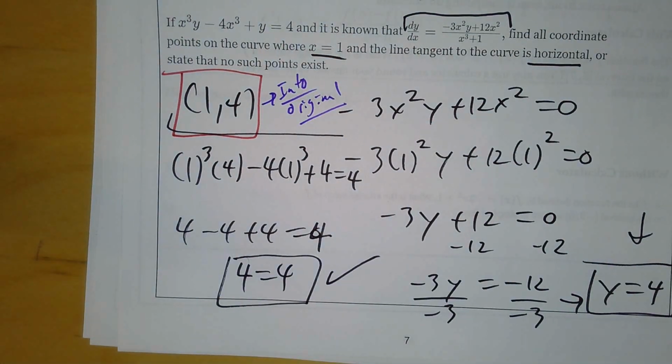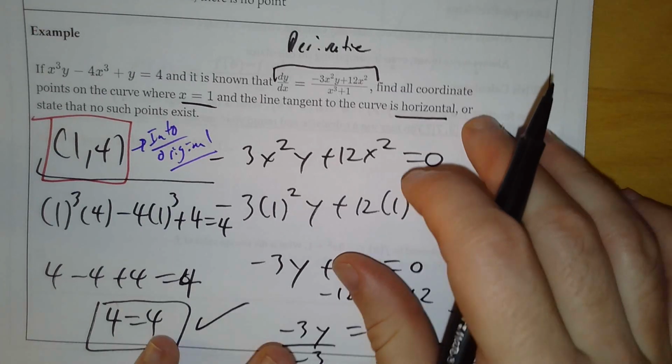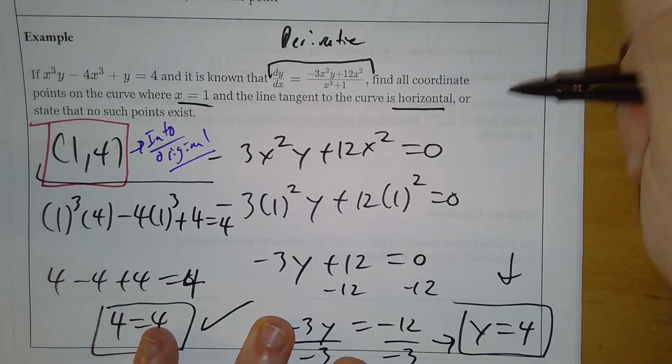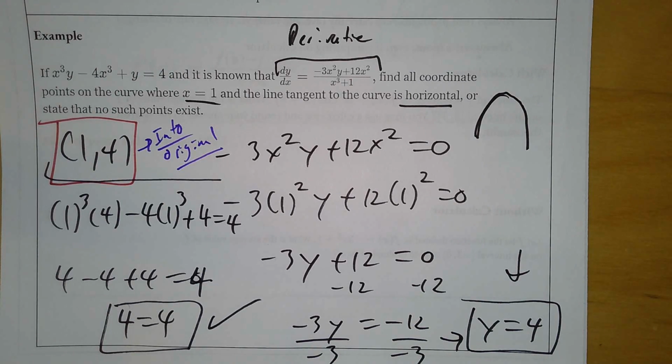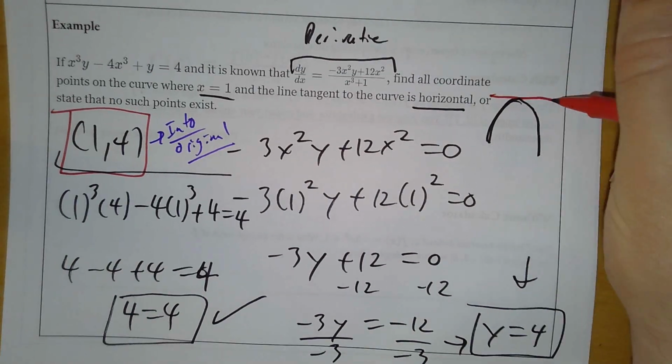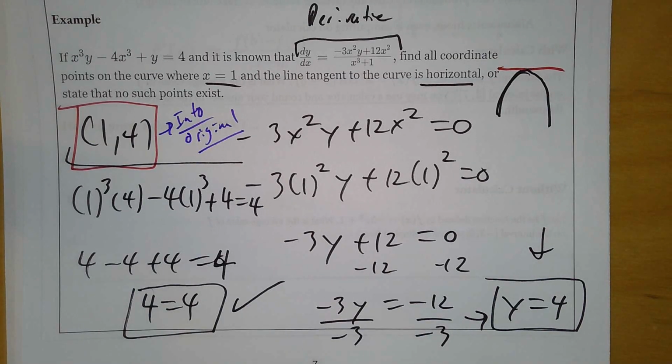That is the point where we have a horizontal tangent line, meaning that if our function, I have no idea what this looks like, but if our function looks something like this, then we would have at (1, 4) this horizontal tangent. Okay? All right, that should get you going with a few more problems.